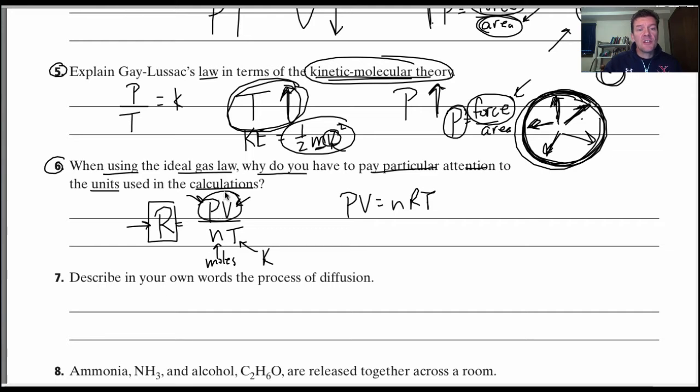If you're using atmospheres for pressure, and I think if volume is in liters, then this R value is going to equal 0.0821, I believe. And so that would be atmosphere liters per mole Kelvin. It's kind of a weird unit, isn't it? But that's what it is.